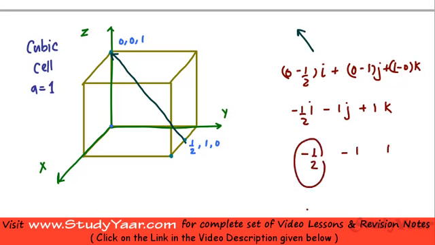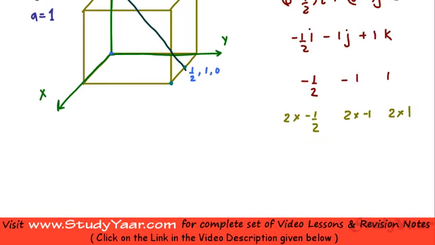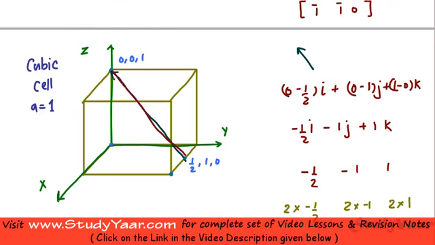This is not an integer. I have to reduce it to the smallest integers, so I am going to multiply it with 2. Just realize, had this been minus 1 by 3, you would have to multiply everyone with 3. So over here I am going to multiply everyone with 2, so I am left with 2 into minus half, 2 into minus 1 and 2 into 1, which gives me minus 1, minus 2 and plus 2 as the direction indices for this particular direction.